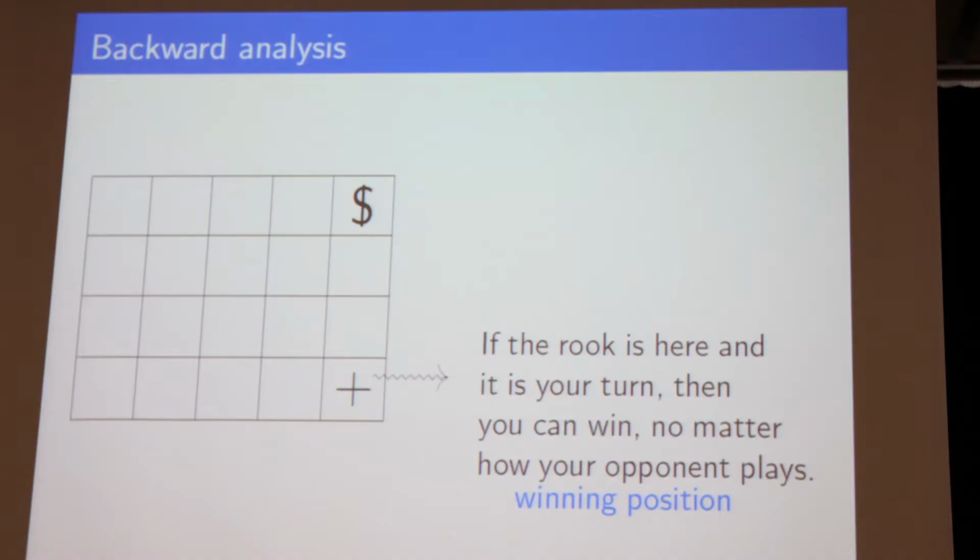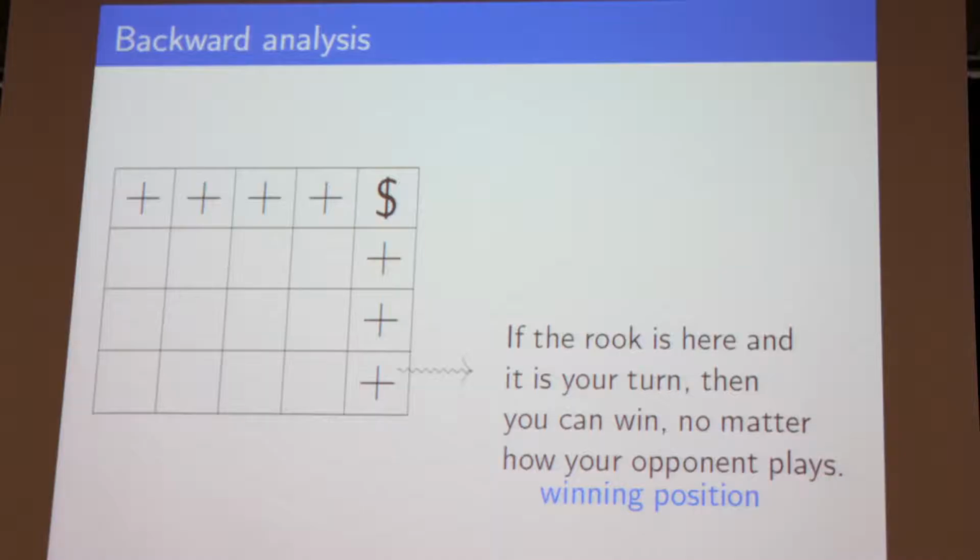Of course, if it is your turn, then you can also lose. If you move the rook 1 square up, you make a stupid move, you can also lose. That doesn't matter. The important thing is that you can win no matter how your opponent plays. And let's mark this. Let's put a plus. The plus indicates this is a winning position. You want to be the active player if the rook is there. You want to be the player to make a turn.